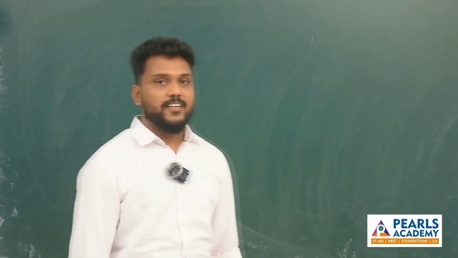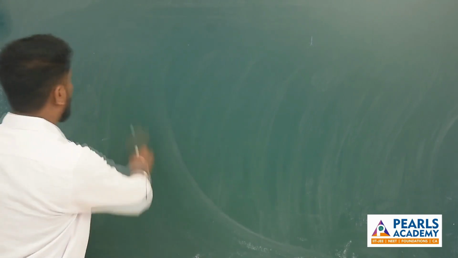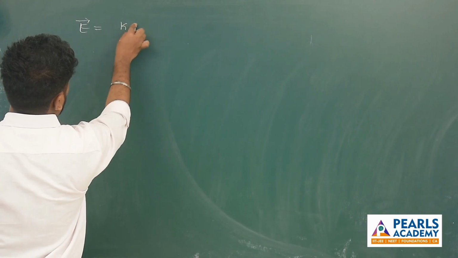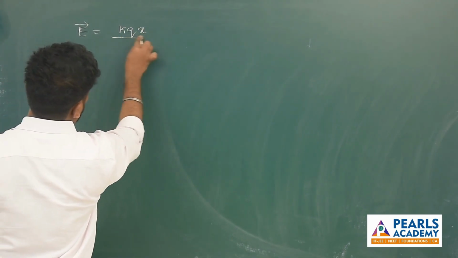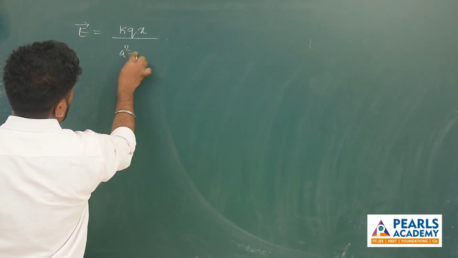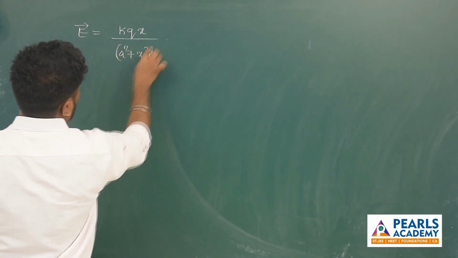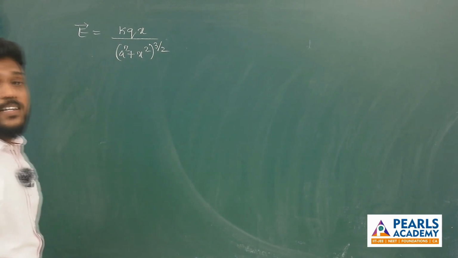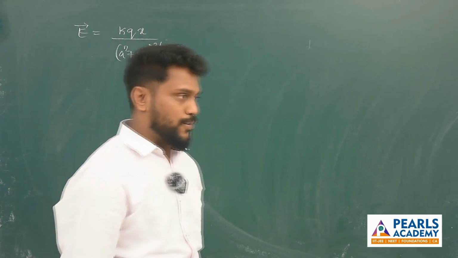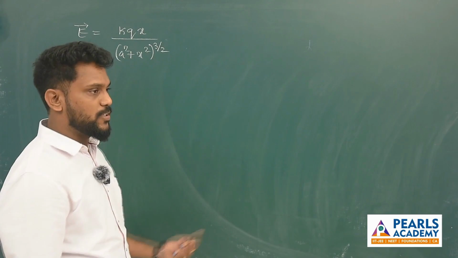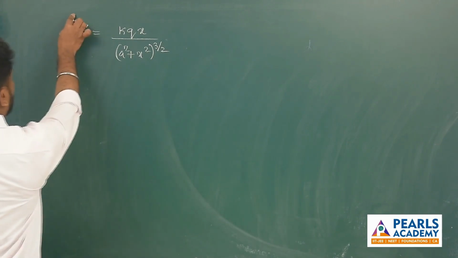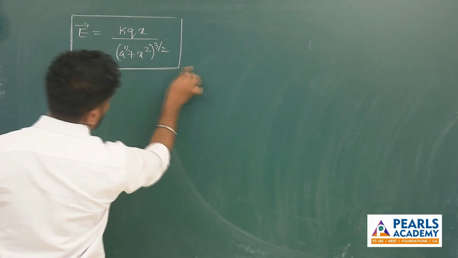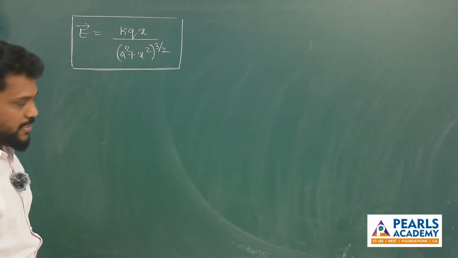Okay, we calculated the electric field due to a ring of charge. It was E equals kqx by (a square plus x square) whole power 3 by 2. If it is a positively charged ring, it will be away from the center of the ring. If it is a negatively charged ring, it will be towards the center of the ring. Now we are going to check the maximum and minimum value of this electric field.